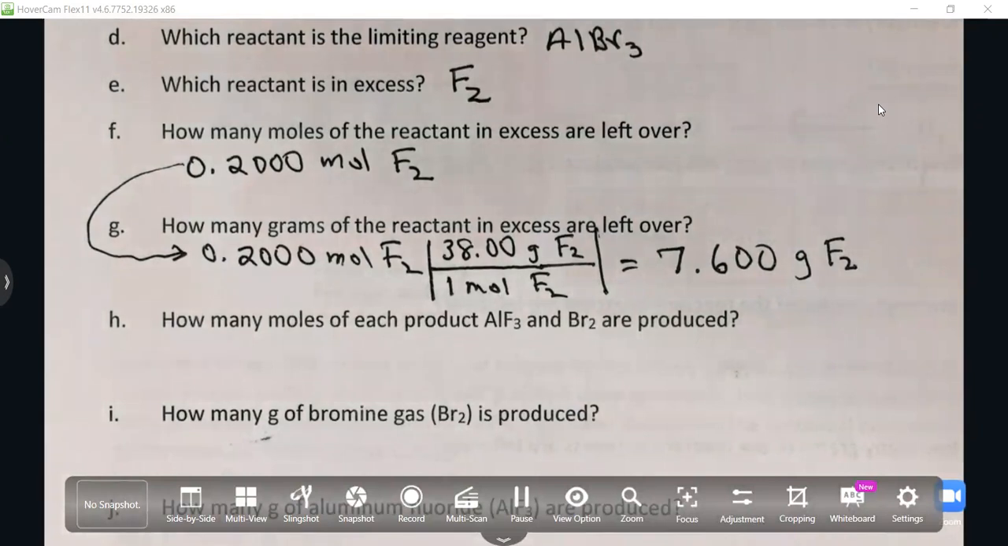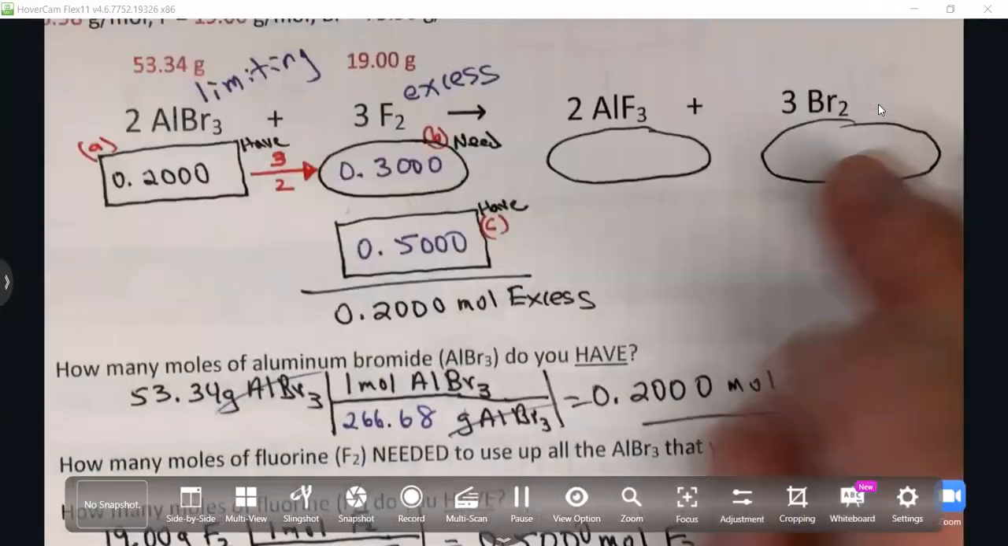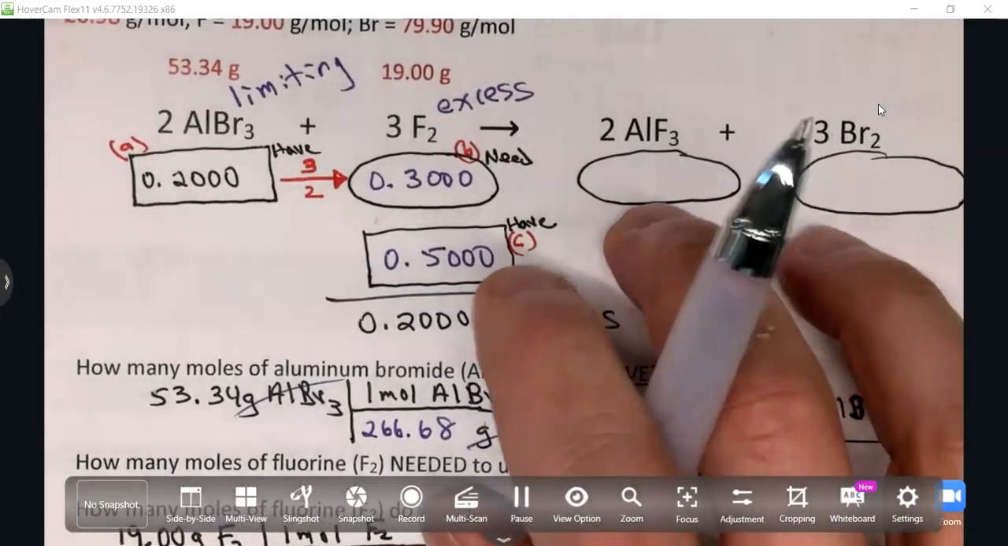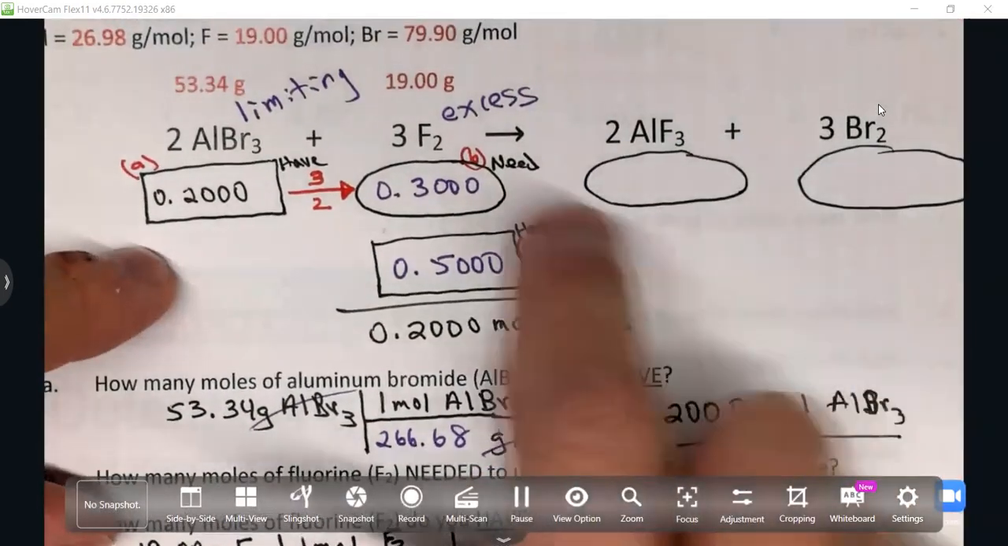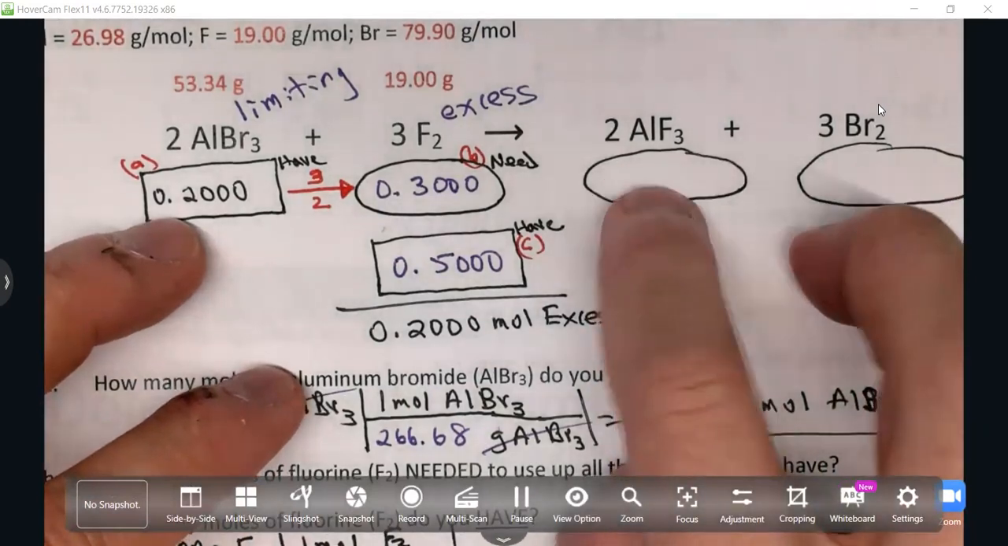How many moles of each product produced? So we're going to go up top here. These two for moles. We're going to draw an arrow over, and that arrow is going to start with what we have of the limiting reactant, right? Because when the limiting reactant runs out, you're done making product, correct? So you always have to come off of what you have of the limiting.